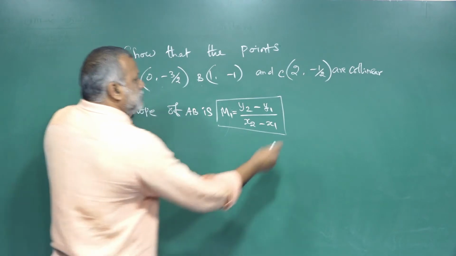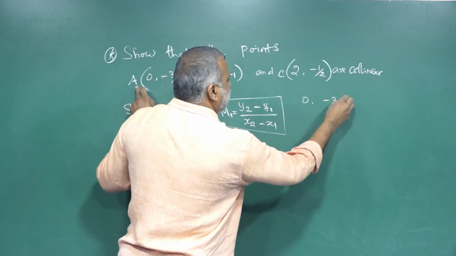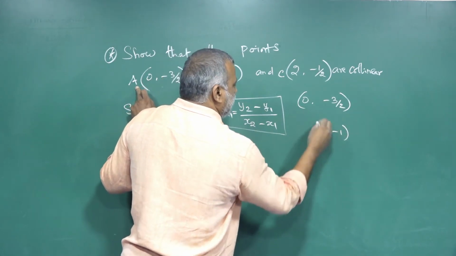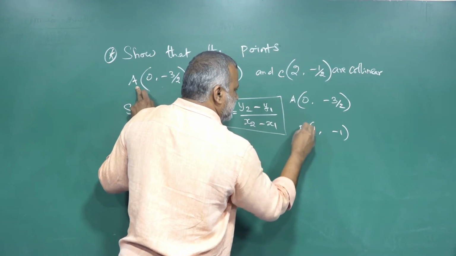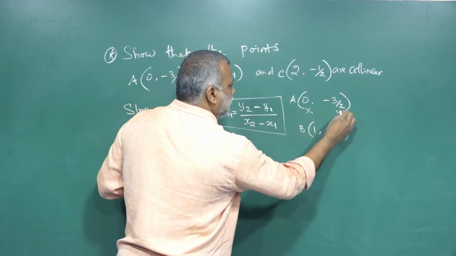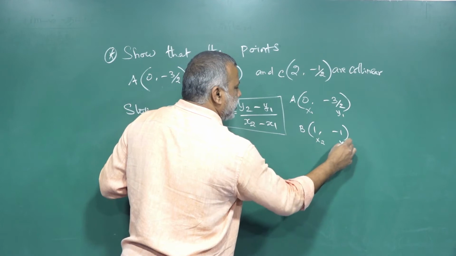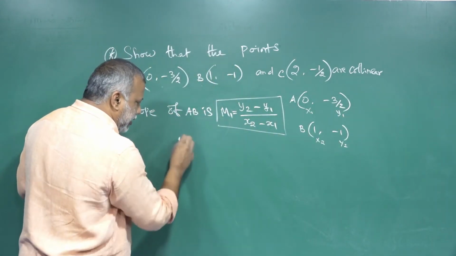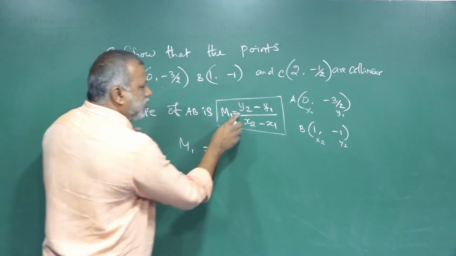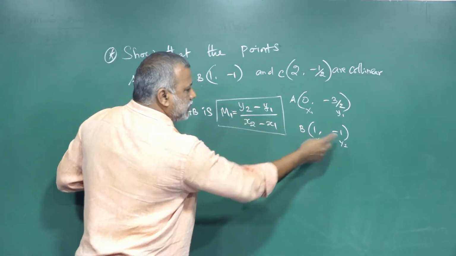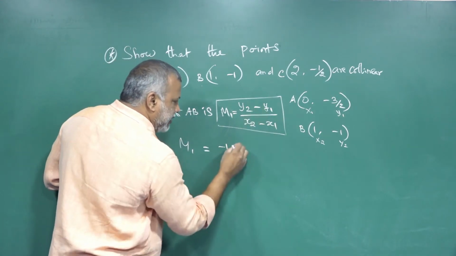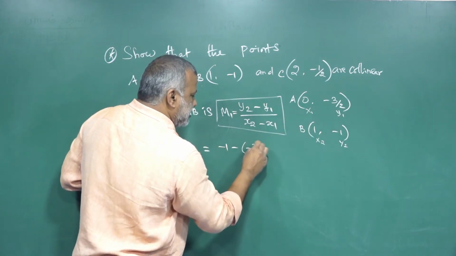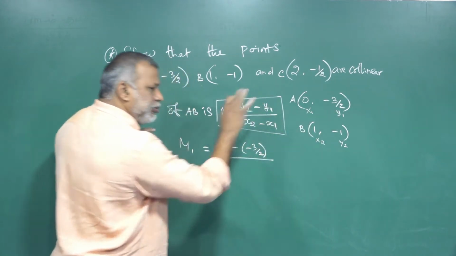So already we are having 0, minus 3 by 2, this is given. Another point is 1, minus 1. Say this is A, this is B. Give the name x1, y1 and x2, y2. Just substitute here. We can get slope of AB is m1. Therefore, m1 equal to, what is the value of y2 here? Just substitute here, minus 1. Already we are having a minus symbol. What is the value of y1 here? Minus 3 by 2. Your work is just to input the data.